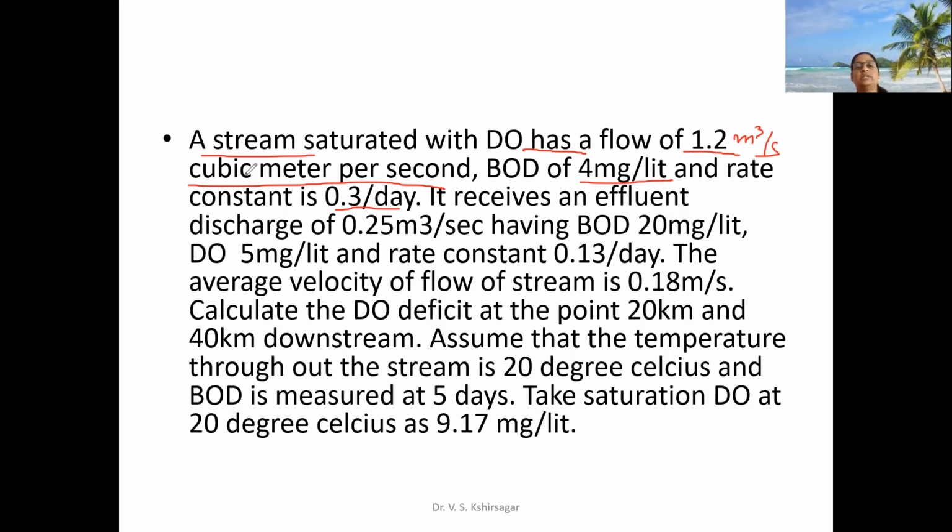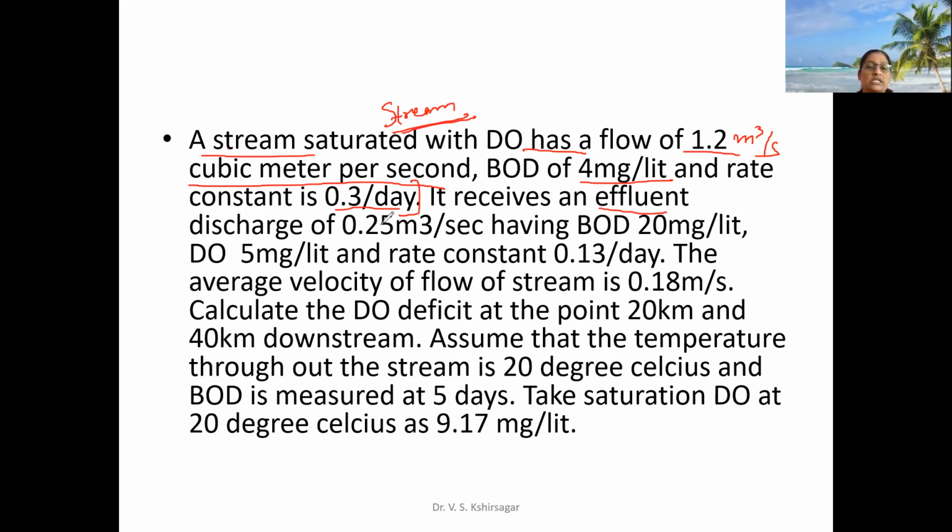First of all, I will read, and whatever points I want to highlight, only those I will highlight, because I want you to understand the factors. I will not clear everything with the first reading. It receives an effluent. Who receives? The stream receives. These are the properties of the stream, that is what I want to tell you. These are the stream or river properties.